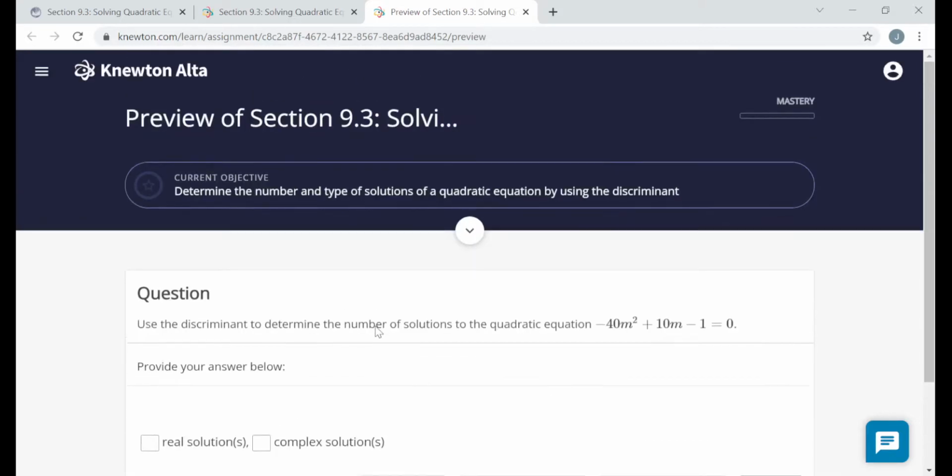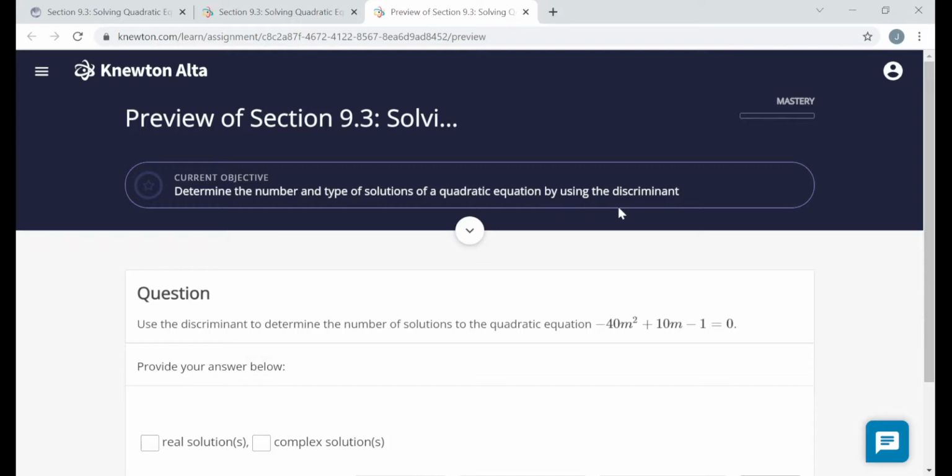Alright, so this first question, the objective is determine the number and type of solutions of a quadratic equation by using what's called the discriminant of the equation. Alright, so before I get into this, I want to talk about this section, which is about what's called the quadratic formula and using it to solve quadratic equations.